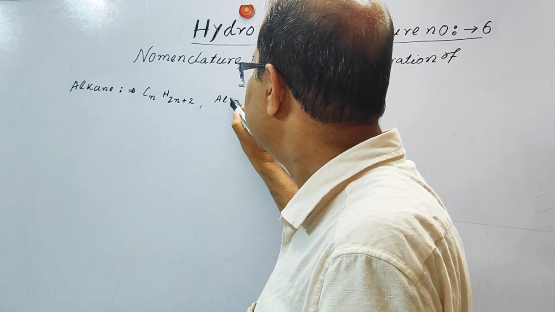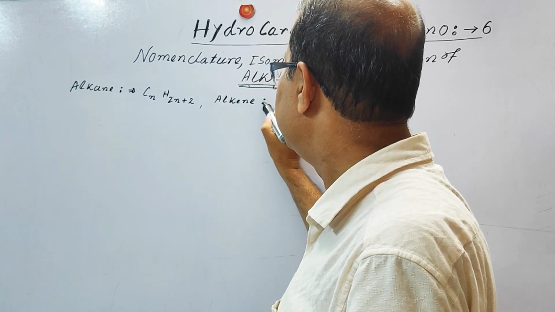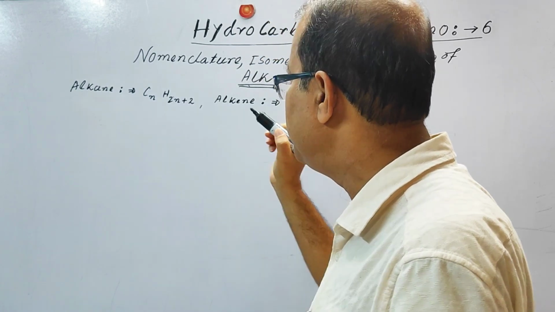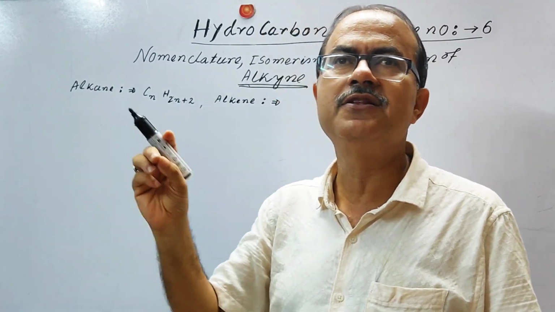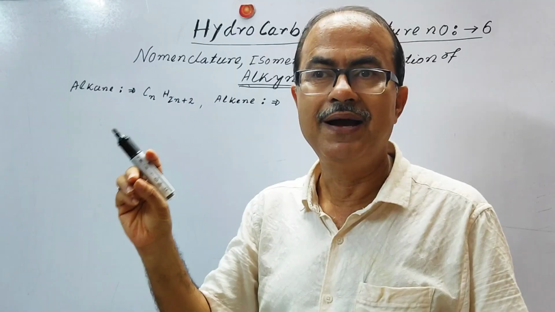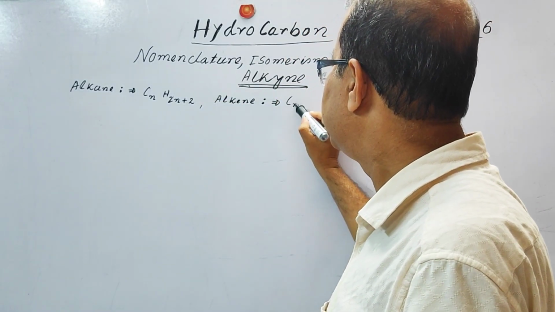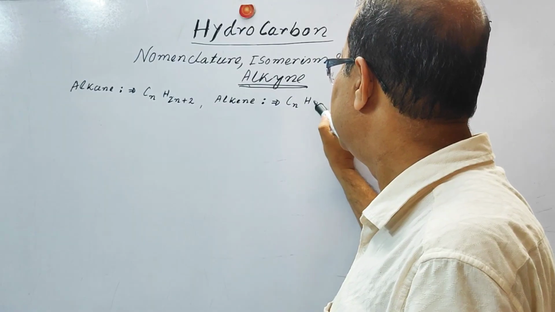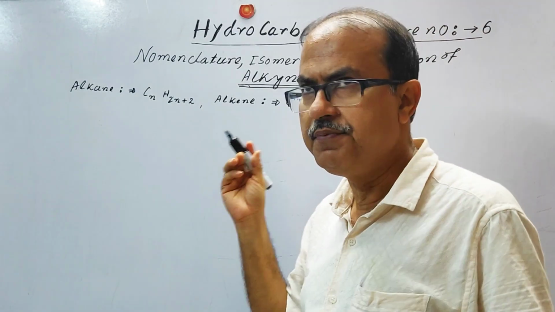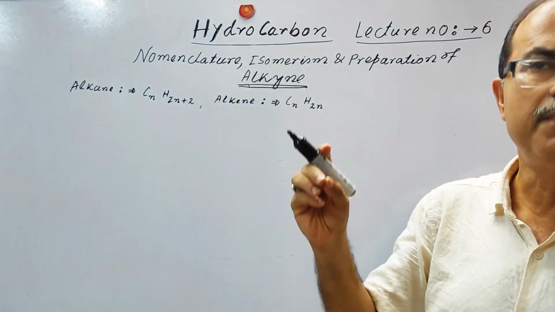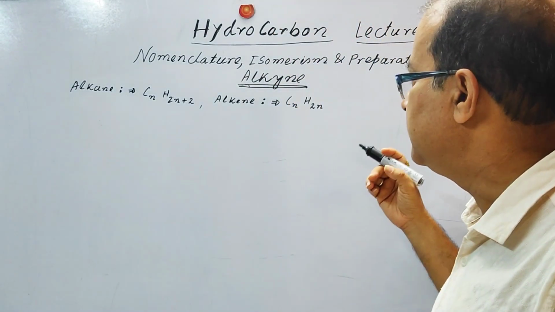In alkene, we know there is a carbon-carbon double bond, so there will be fewer hydrogen atoms, that is minus 2. So when we make the general formula, it will be CnH2n. So what is happening here? The carbon atoms remain the same, but the hydrogen atoms go on decreasing.